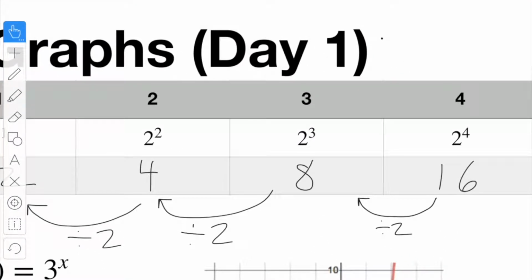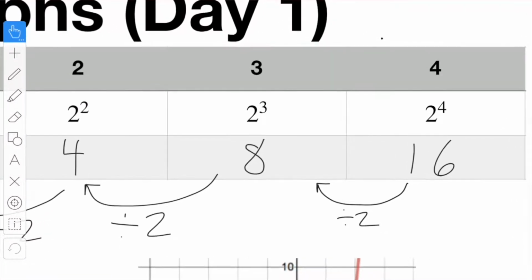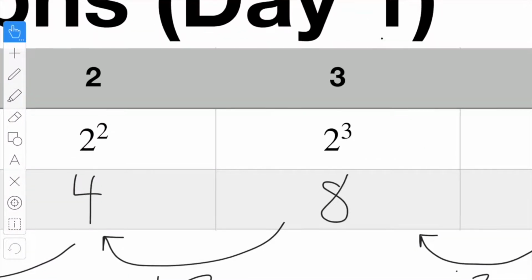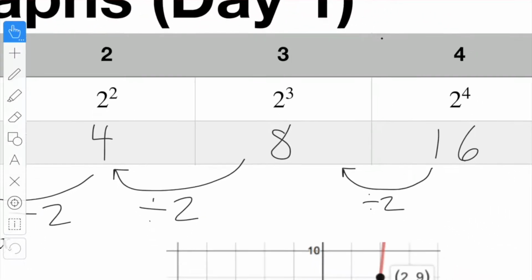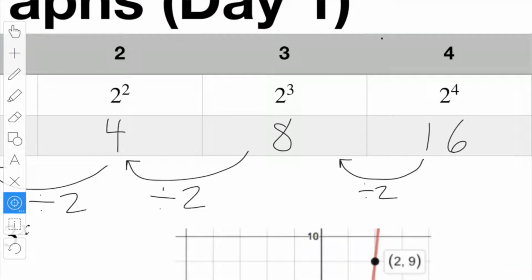You take 2 to the 4th. Let's say the exponent is 4. 2 to the 4th is 16. That means 2 times 2 times 2 times 2 is 16. Great. And then you also notice that 2 to the 3rd is 8, and 2 squared is 4. What's the pattern as you read the table from right to left?